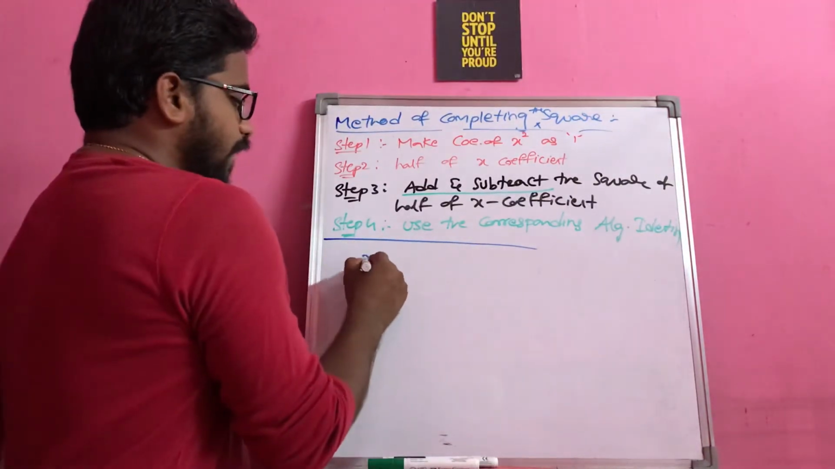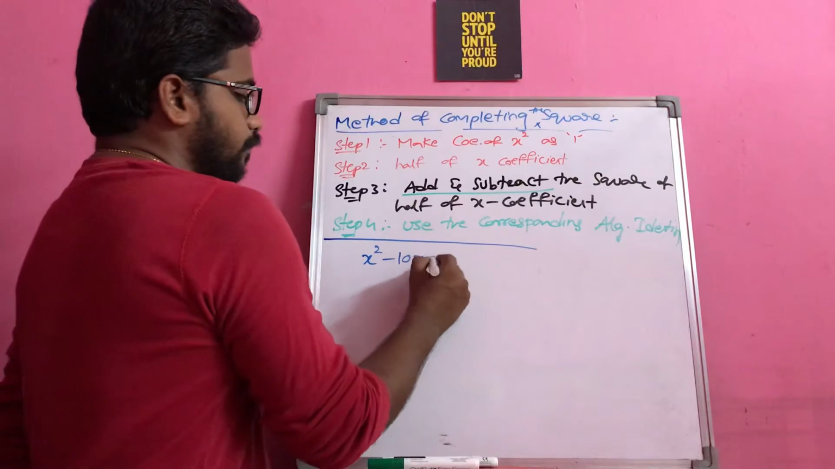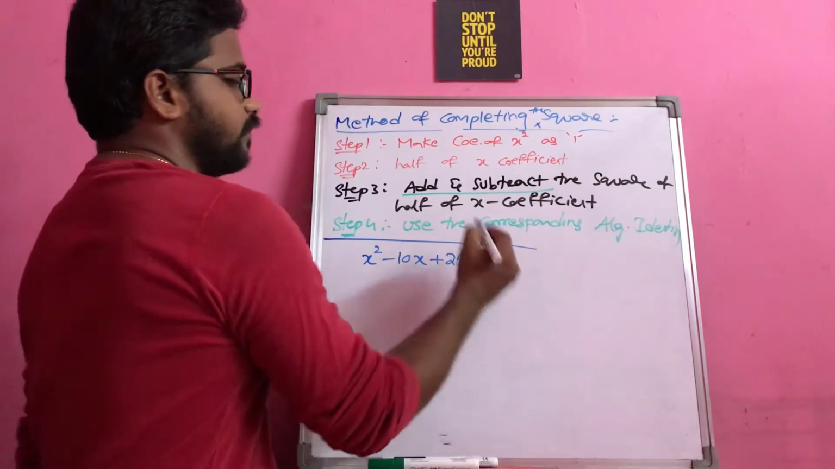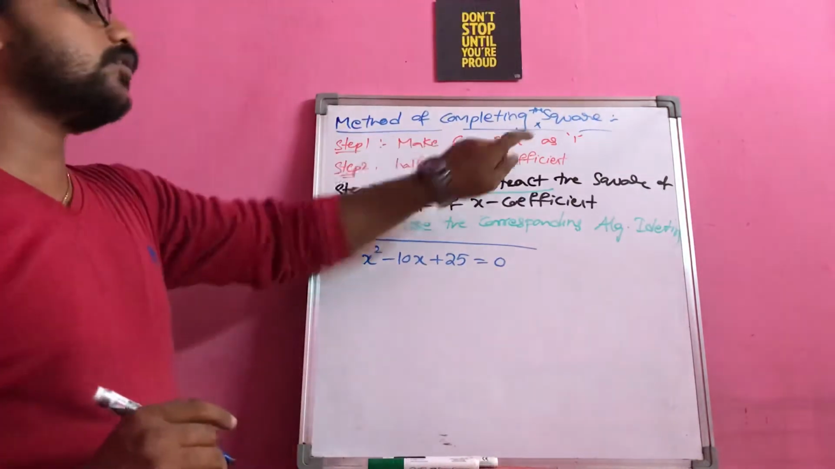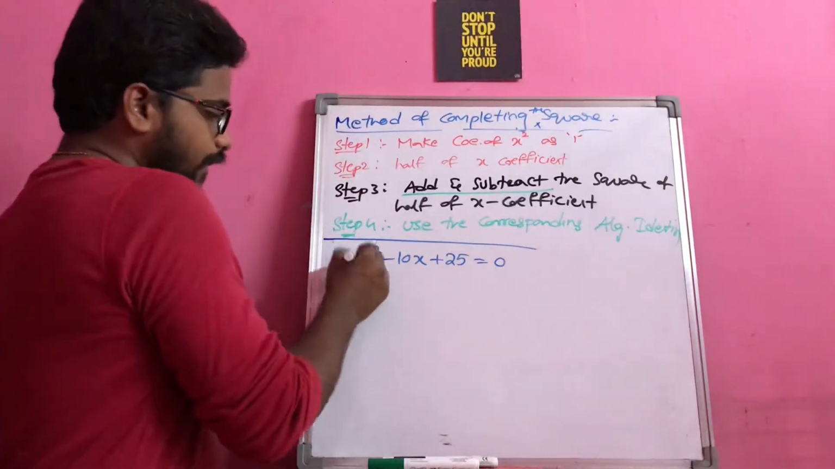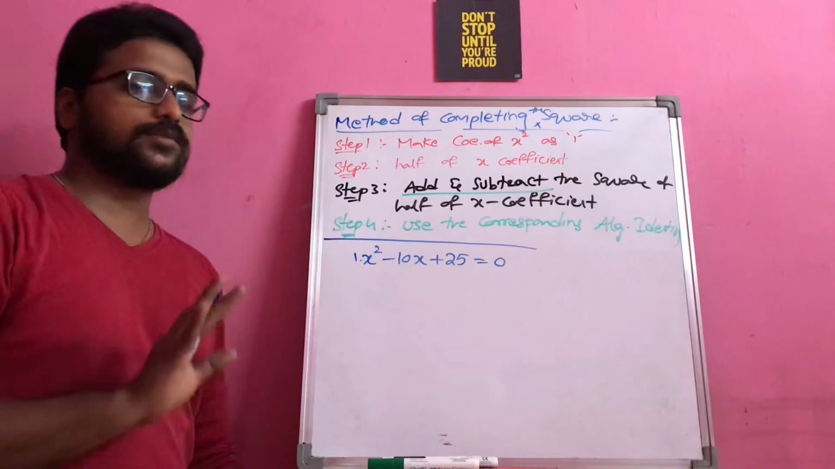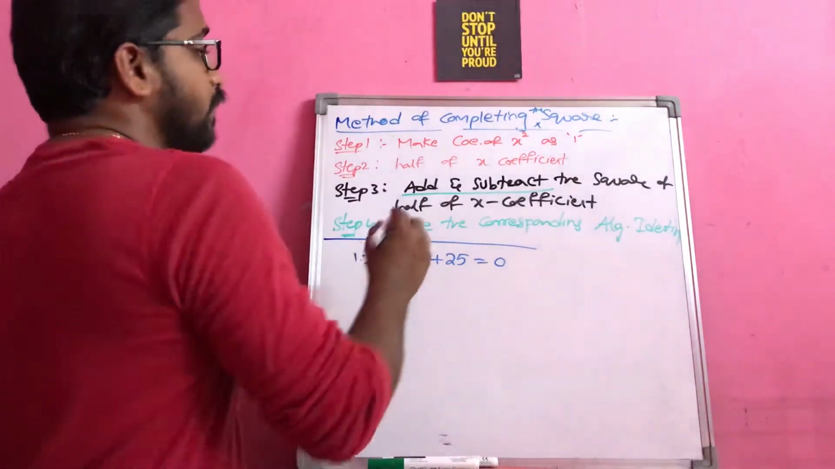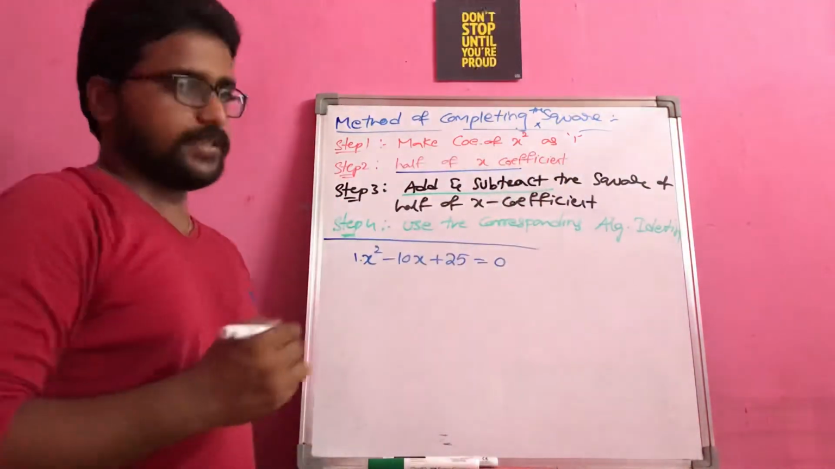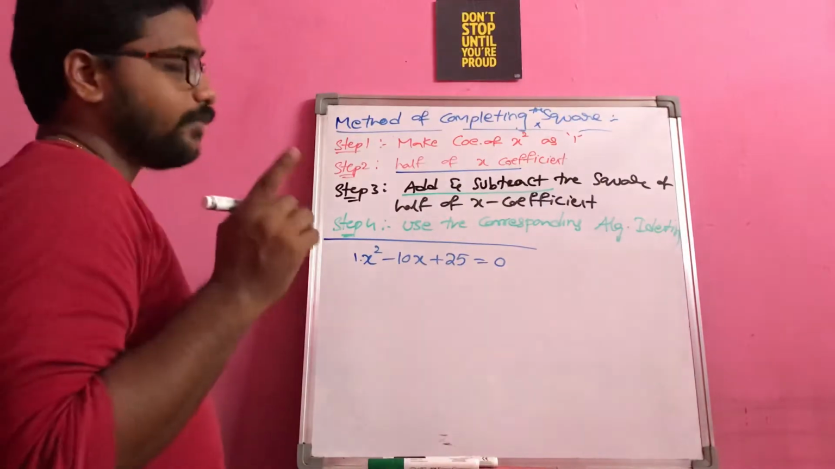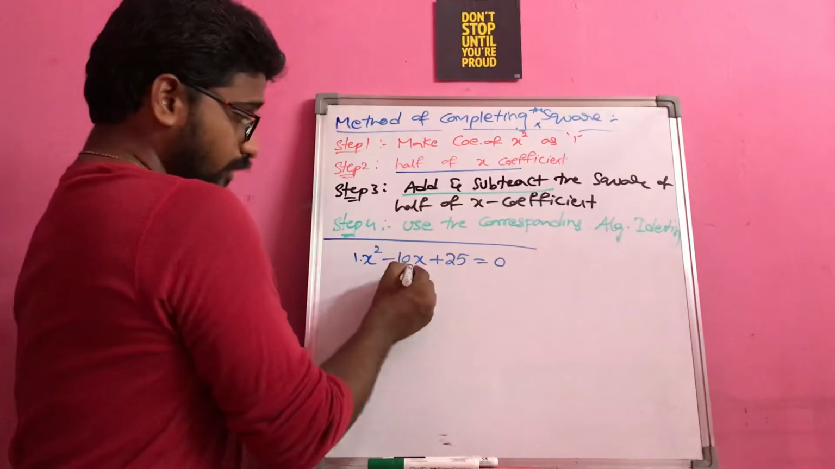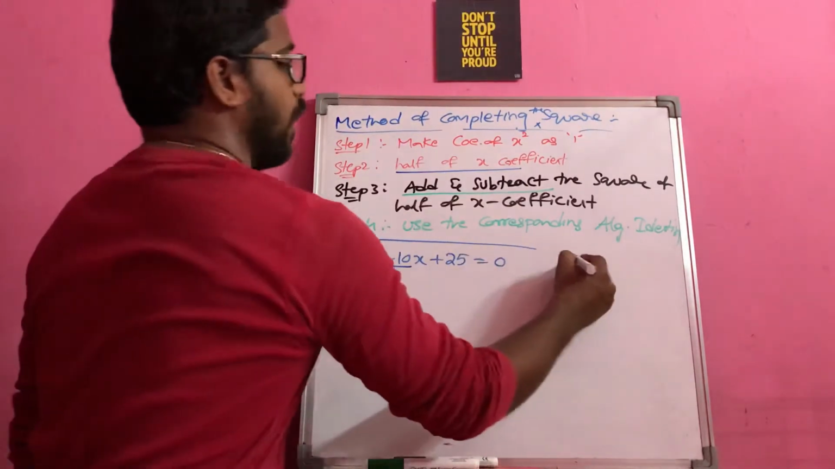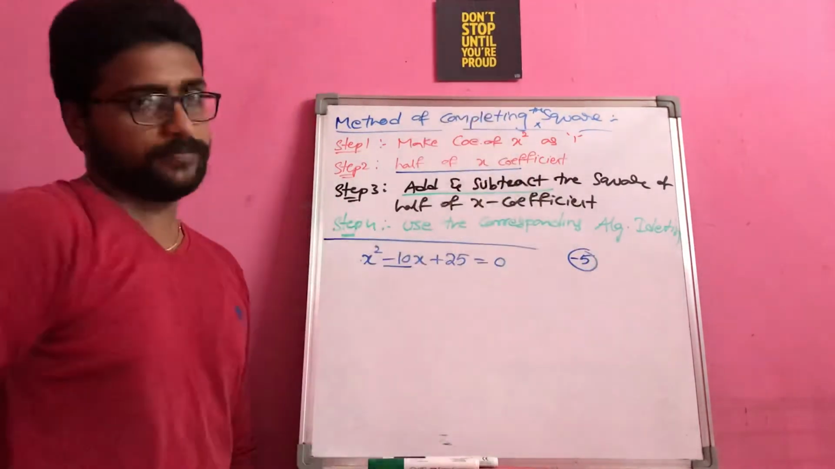See, for example, if I have a question like this: x square minus 10x plus 25 equals 0. First step, make the x square coefficient 1. Here they have given the x square coefficient itself as 1, so you need not worry about that. Then half of the x coefficient. I told you, whenever you are taking the x coefficient, consider the sign also. Here the x coefficient is minus 10, and half of the x coefficient is minus 5.